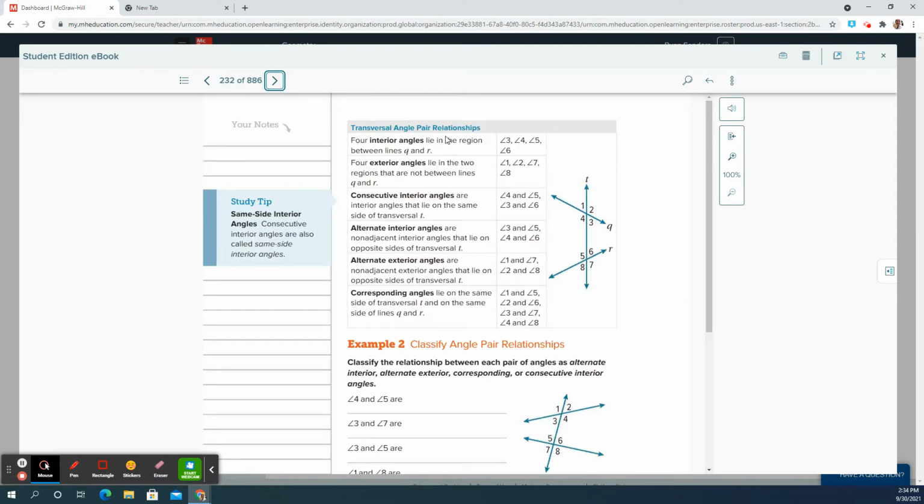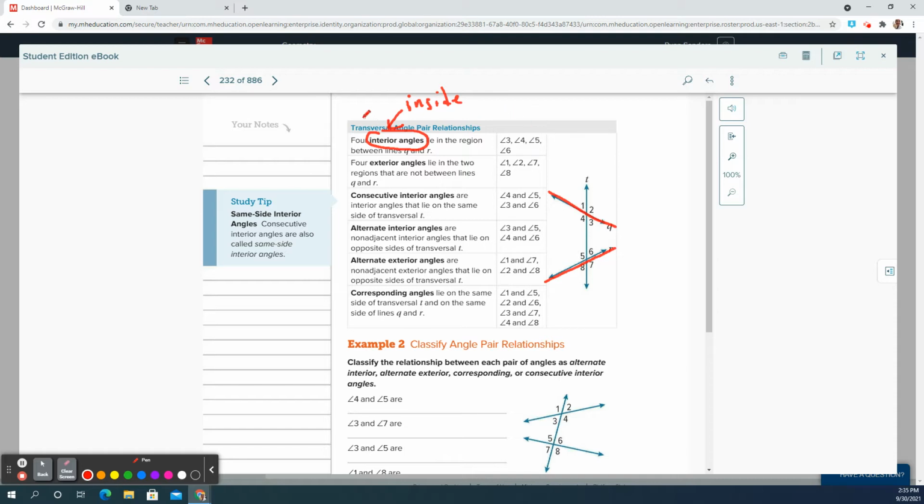Transversal angle pair relationships. This is where we start getting into the idea, and then we'll link it to the parallel lines. So let's link these and start to work with them to become familiar. So interior angles, let's start with that first. Interior means inside. So we're looking at the inside angles, angles inside of what? Inside of these lines right here.